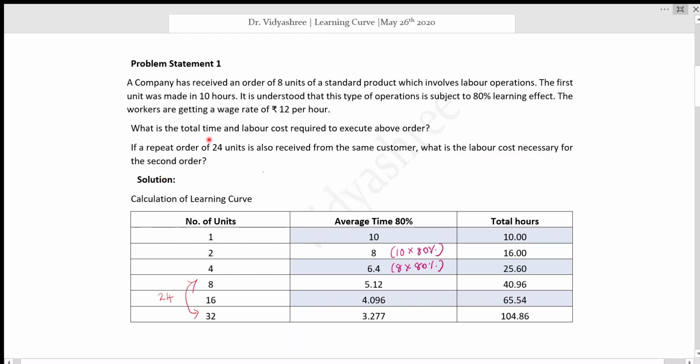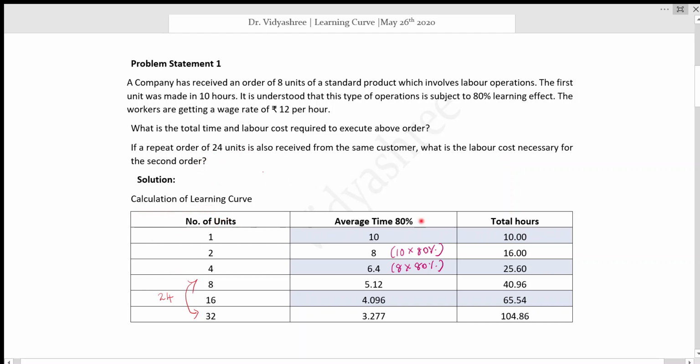That is, in the first one, for 8 units, we need to calculate the total labor hours and the labor cost. Next, the same customer has placed an order for 24 units. So we have to calculate what the labor cost is to execute this order. So let's calculate. First step, we need to calculate the learning curve.